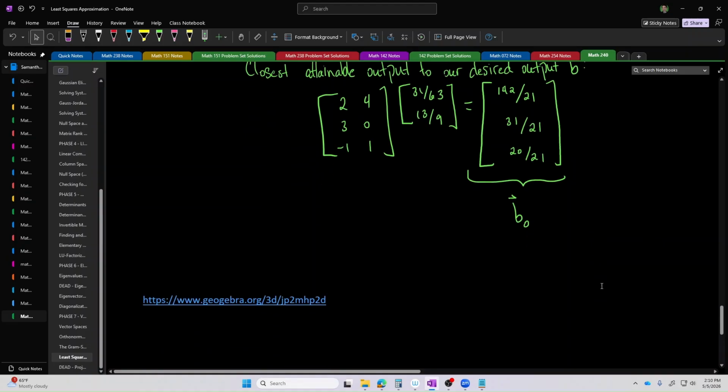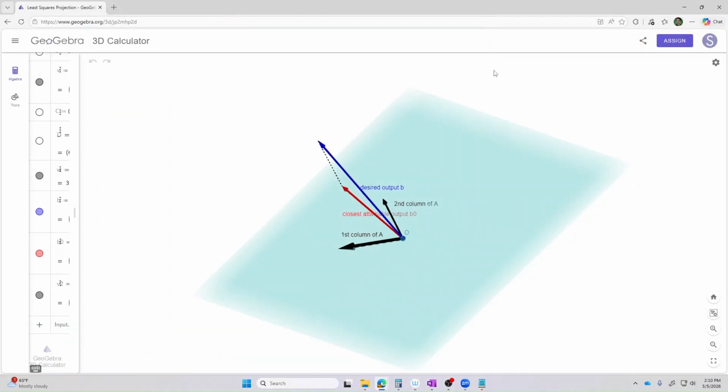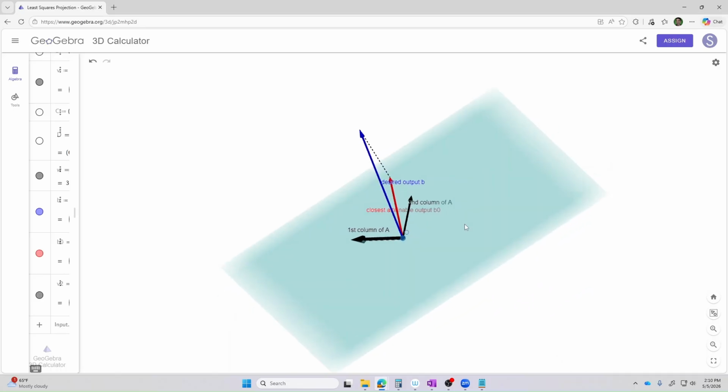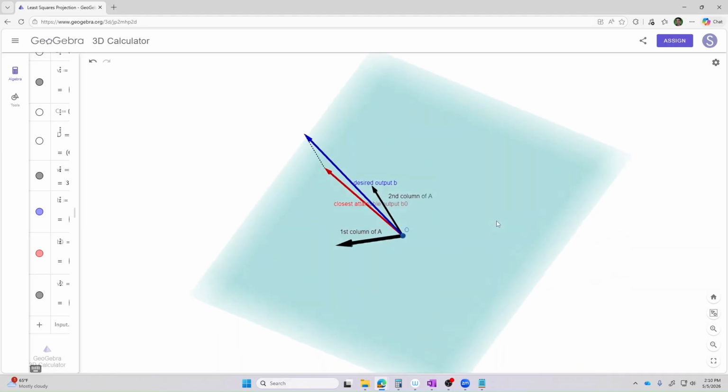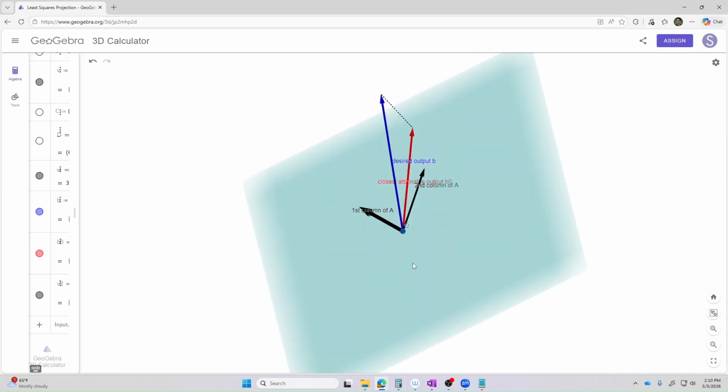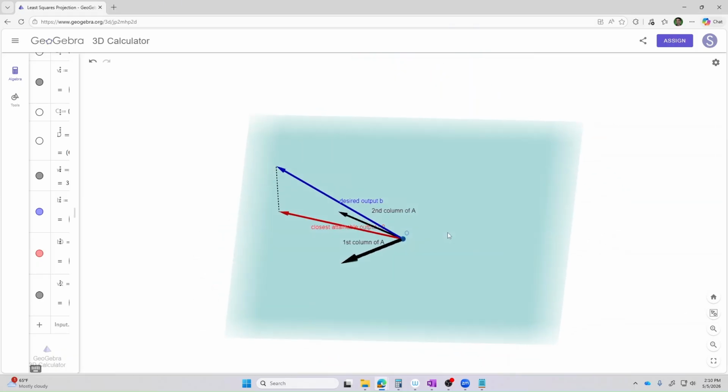Now let's go to GeoGebra to help us visualize what's going on in this problem. On GeoGebra, this slanted blue plane represents the column space of our matrix A. The slanted blue plane represents all of the vectors that the matrix A is capable of producing. And we can see visually that the column space is spanned by these two black vectors. These black vectors are the first column of A and the second column of A, together spanning the column space.